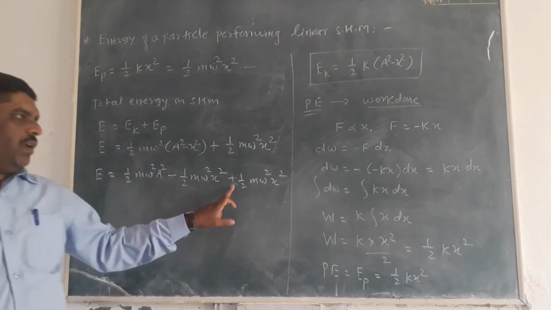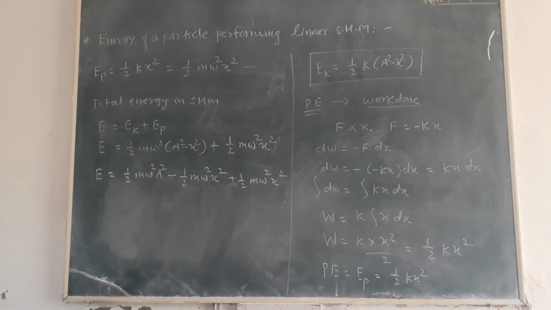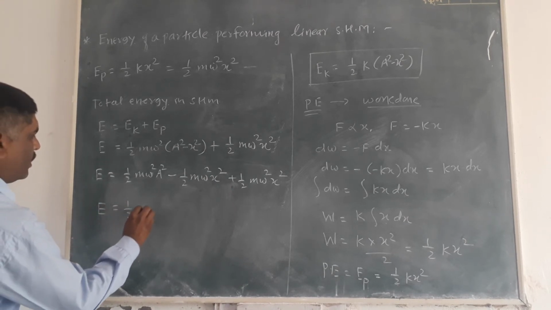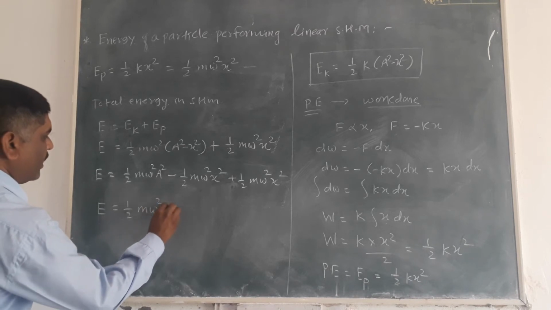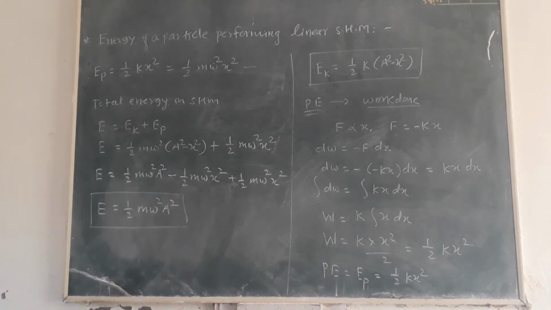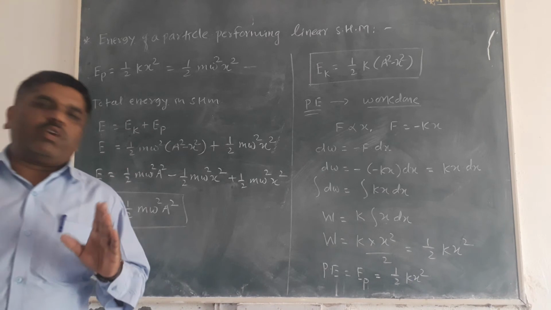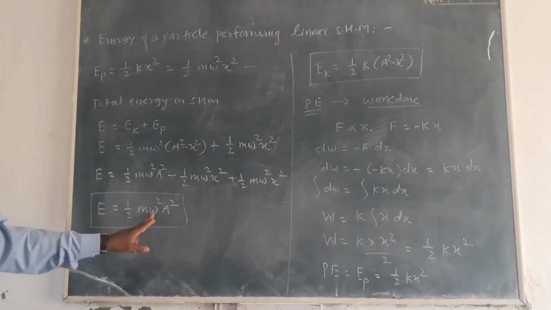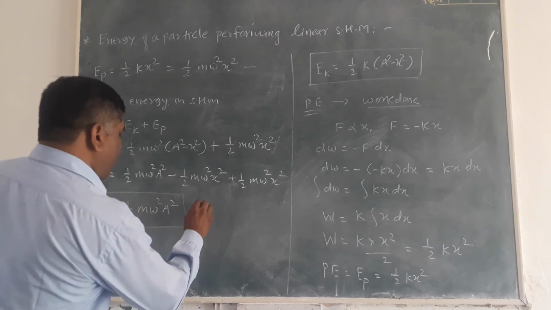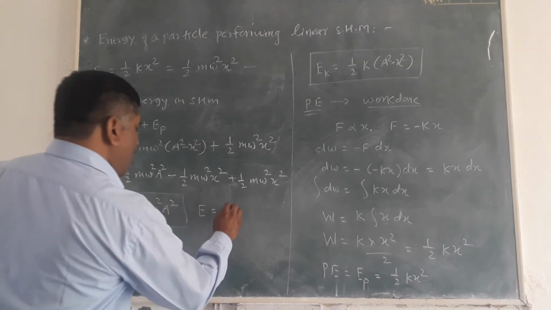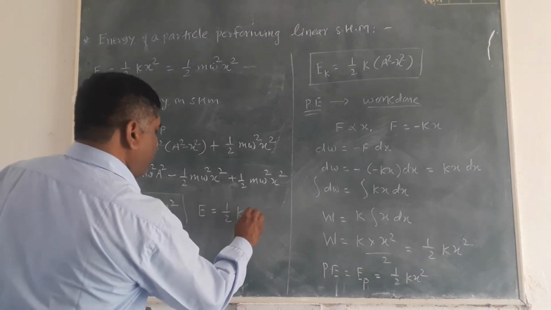Here minus, here plus, minus plus cancel, we get total energy E is equal to half m omega square a square. This is the total energy in linear simple harmonic motion, that is E is equal to half m omega square a square, or this can be written in the form of force constant, that is half k a square.